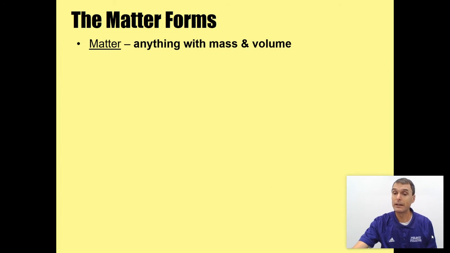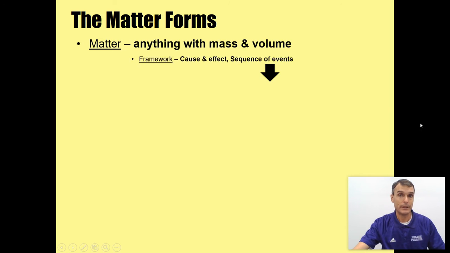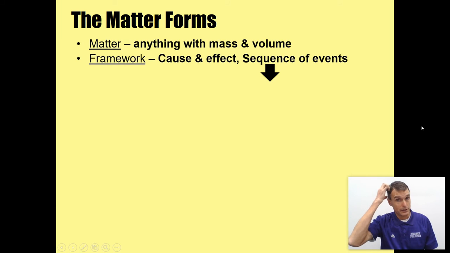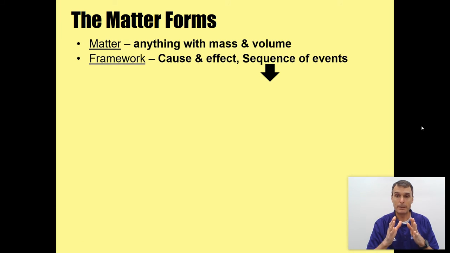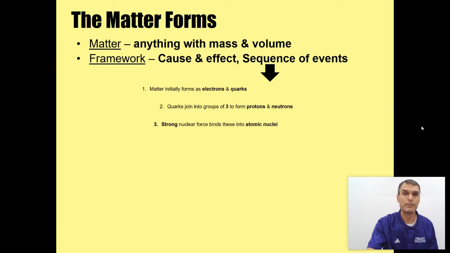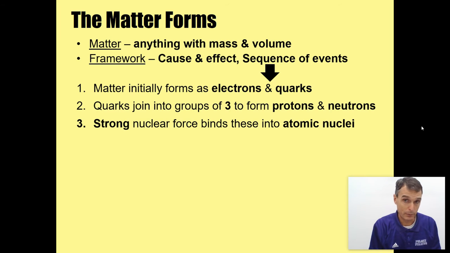Well, matter is anything that has mass and volume, okay? And our framework for this, again, is cause and effect. So something happens, and this is the result of that. And then again, we're still going through that sequence of events. So what happened first with matter in the formation of our universe? What happened second? What happened third? Et cetera, okay? So initially what happened was, all we had was electrons and quarks.